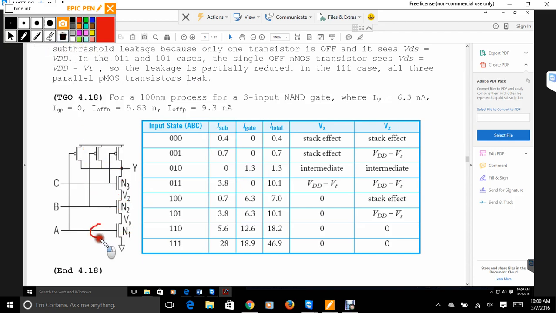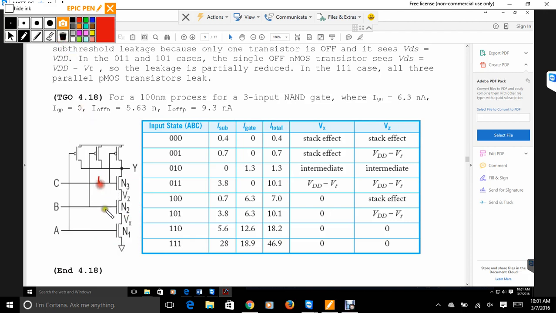So here we have 0, 0, and 1, right? So you're going to start to see Vz change. Vx is going to be 0 because of the stack effect. See how they're both cut off here? The reason why in this portion of the table they're both stack effect is when you have 0, 0, 0, the stack effect affects here, and it also affects here.